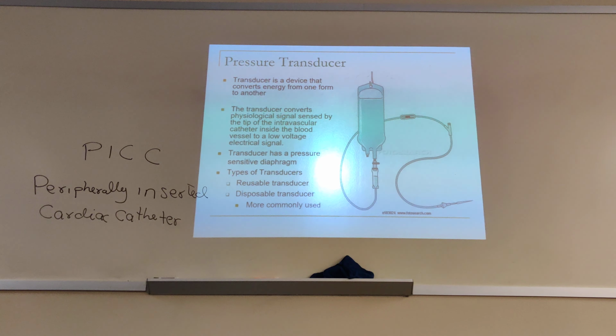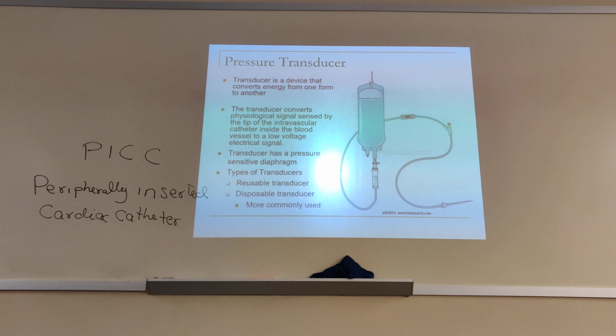And then we go to the pressure transducer. Like I said before, a transducer is a device that converts energy from one form to another. In this case, it will convert the physiological signal being sensed at the tip of the catheter inside the blood vessel to a low voltage electrical signal. And then you send that information to the monitor so that the monitor can draw and display the numbers. So it's right here.